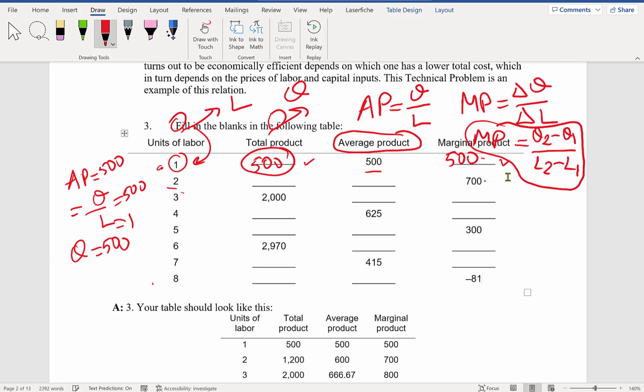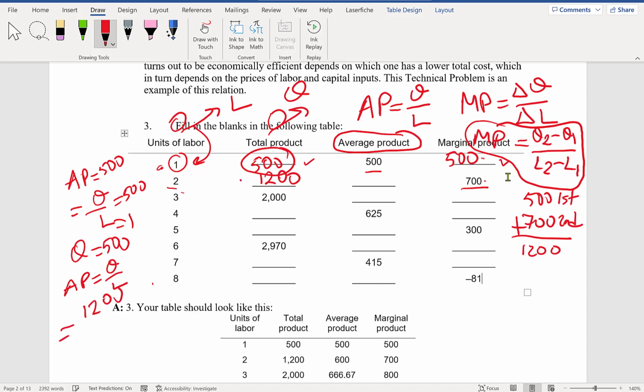Next, the second individual contributed, in addition to this 500, another 700 units. So 500 plus 700. This is the first person, this is the second worker. Together, the 2 people produce 1200 units. So total product here is 1200 units. So what's the average product then for 2 people? Average product again is quantity divided by labor. So total product quantity is 1200 units divided by 2 people. So here you have 600.